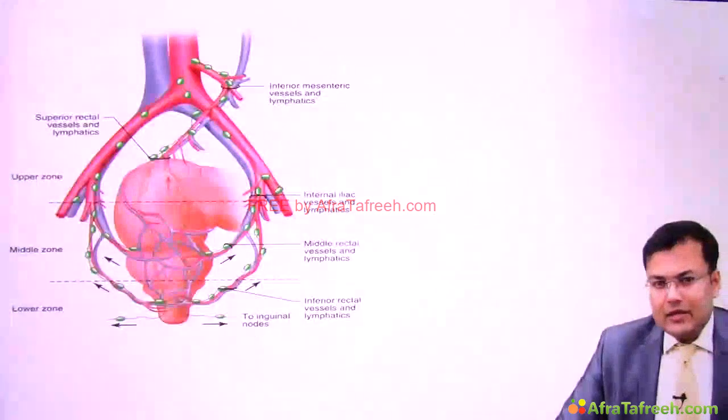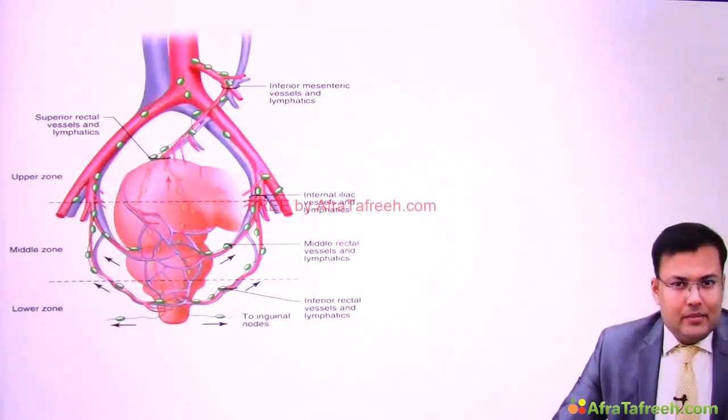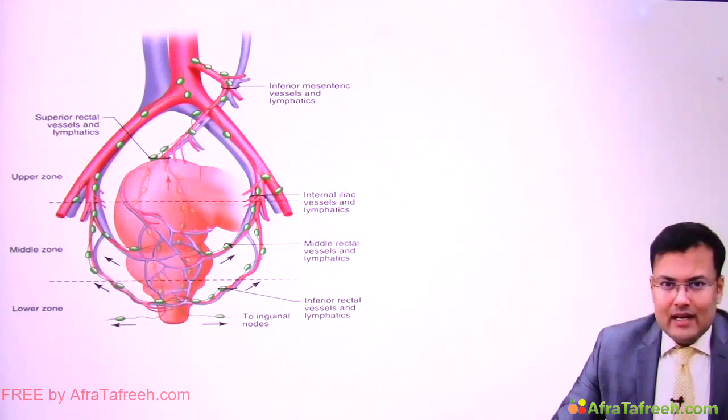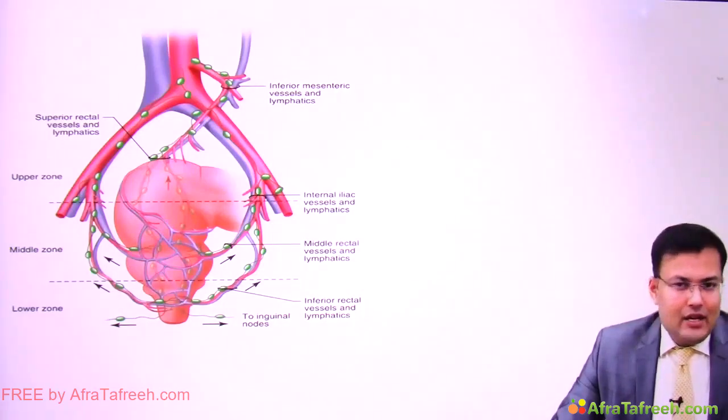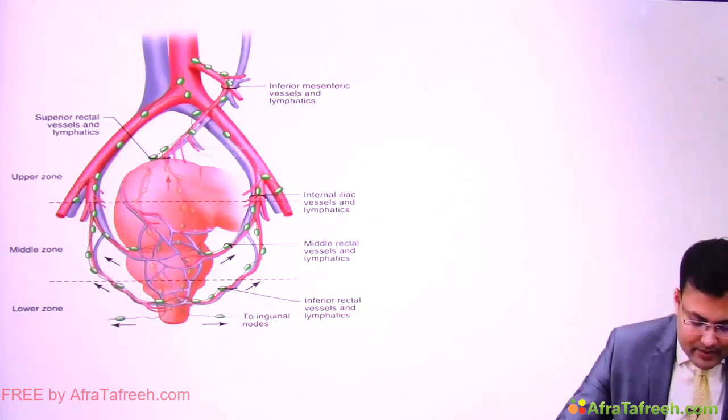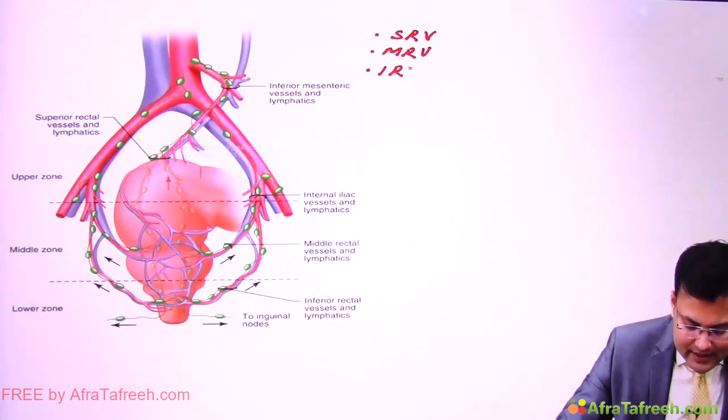Now see the blood supply and lymphatic drainage. The arteries which are going to supply the rectum are superior rectal, middle rectal and inferior rectal artery, and corresponding to these arteries there are veins. So what is the blood supply of rectum? It is superior rectal vessels, middle rectal vessels and inferior rectal vessels.